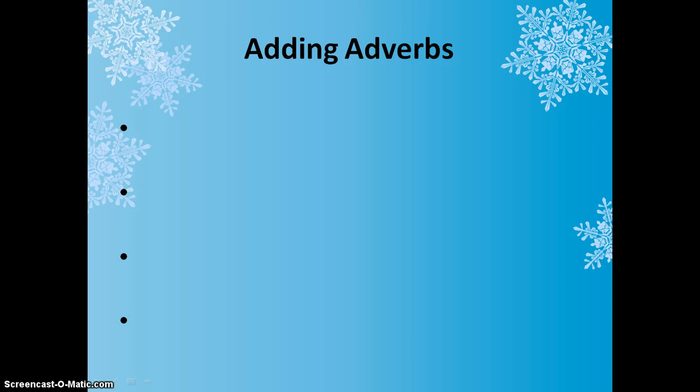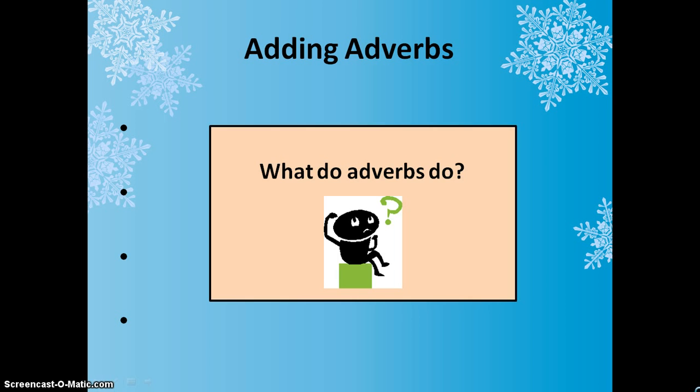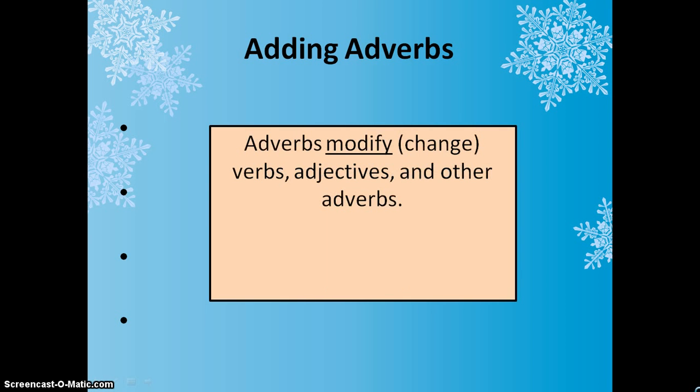Today we are going to work on adding some adverbs into those comparisons. What do adverbs do again? Well, they modify or change verbs, adjectives, and other adverbs. Here's an example. Take the sentence, he is tall. If we add the word very, which happens to be an adverb, we are changing that sentence from he is tall to he is very tall. And we're showing that it's a greater degree. He is more tall in the second sentence.